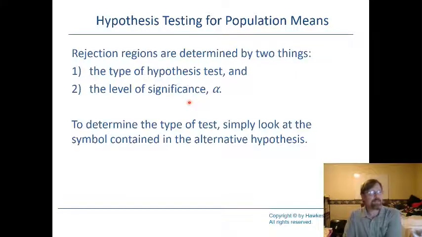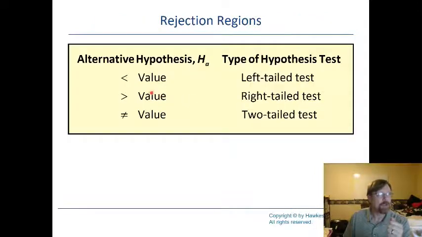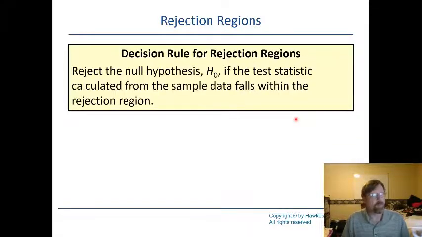To find the type of test, we need to look at the type of symbol we've got in the alternative hypothesis. If our alternative hypothesis is that something is less than a value, then we're looking at a left-tailed test. If something is greater than a value, we're looking at a right-tailed test. If something is not equal to a value, we're looking at a two-tailed test. We can reject the null hypothesis if the test statistic falls within the rejection region.